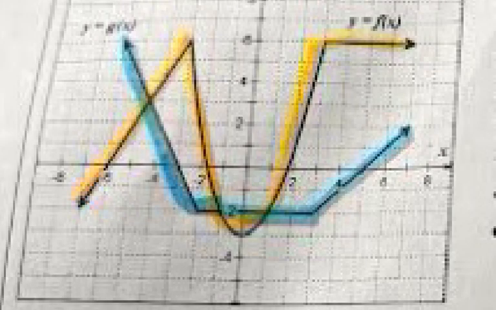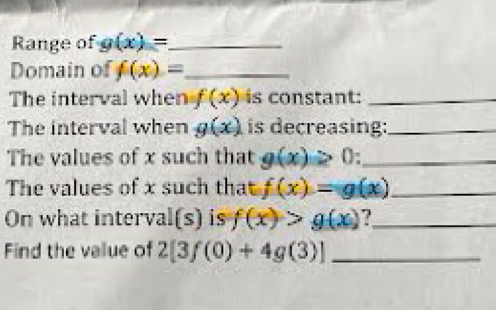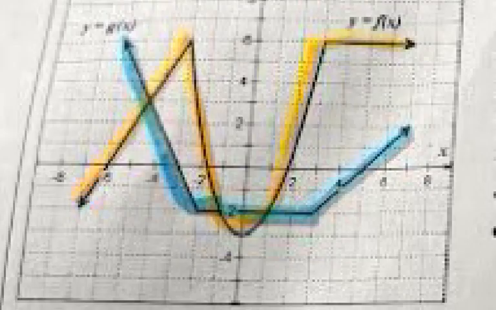Okay, now this one's important because, again, you should know this. So here we go. What is the range of g of x? Now remember, range is your y values, domain is your x values. So they want the range of y. Y is the blue one here.